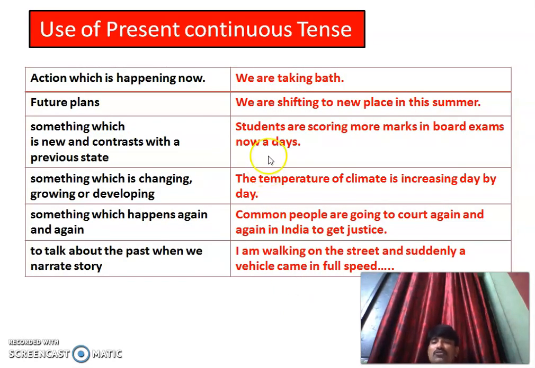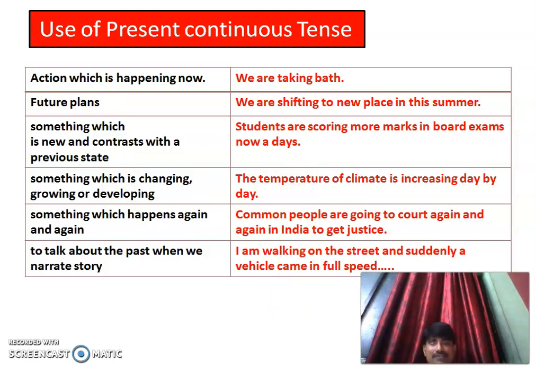This is what the use of present continuous tense is: an action which is happening, future plans, and sometimes something which is new and contrasting. See, we Indians are very good at using present continuous tense. I have given you the different scenarios or situations in which we use present continuous tense. I have given you certain examples. Please go through them and make your own sentences.